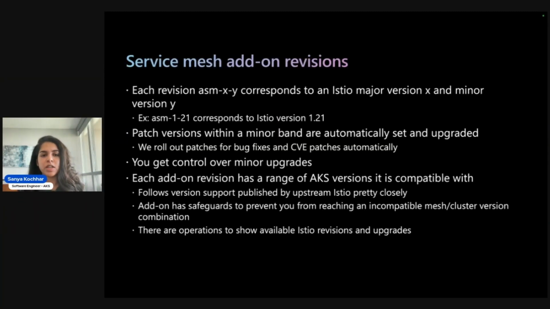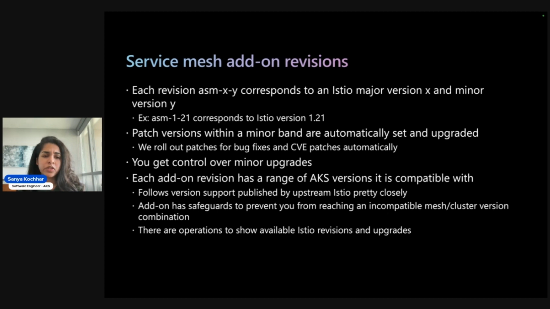So first, just wanted to talk through an overview of what the Service Mesh add-on revisioning or versioning looks like. We use the term revision basically interchangeably with versions. The idea was to decouple it from the idea of an AKS cluster version, just because there is cross-compatibility that we're going to talk about as well. So we use an ASM X-Y naming, which corresponds to an Istio major version X and minor version Y. So for example, ASM 121 corresponds to Istio version 1.21.